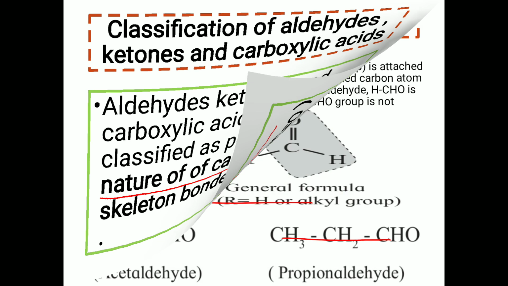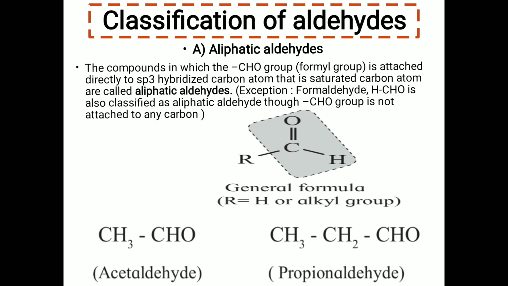Now it is found that in the classification of aldehydes, the aldehydes are classified into mainly two types, that is aliphatic aldehydes and aromatic aldehydes. First of all, we see the aliphatic aldehydes, the compounds in which the CHO group, which is found in the aldehyde, is also known as the formyl group.